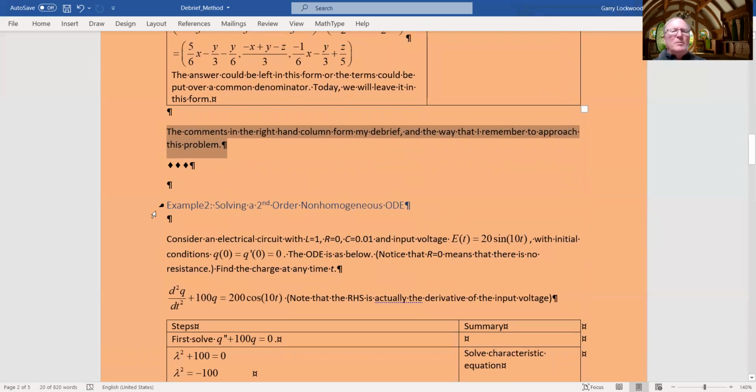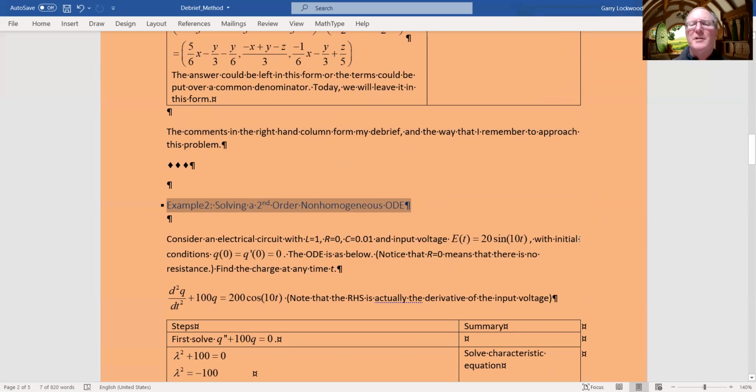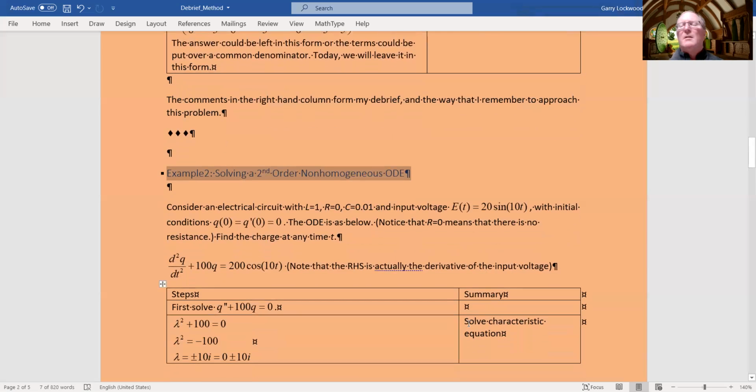Here's my second example, solving a second order non-homogeneous ODE. And this is a second order ordinary differential equation. Again, if you haven't done the maths for this, it's more about the language steps. Okay? The point of this video is that hopefully you'll get an idea of how to do these summary steps and use them in your review and revision.